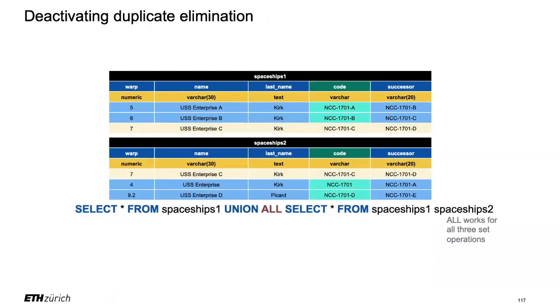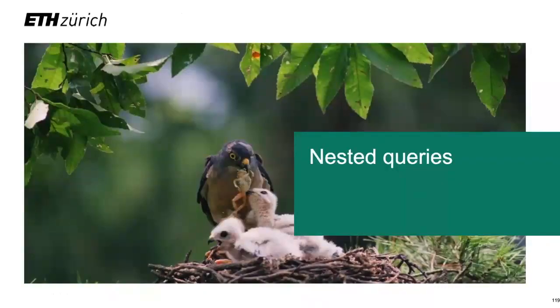Okay? Union all, again, that's to deactivate the duplicate elimination. All right, that's the set queries. Union, intersection, and subtraction. And again, you just need 2 select from where statements, and you put union, intersect, or except in the middle.